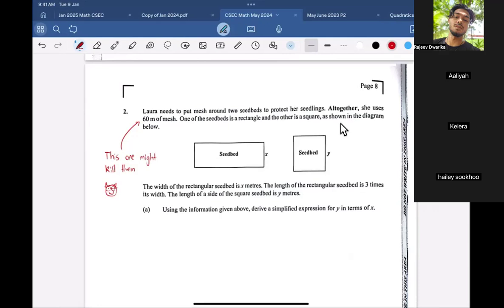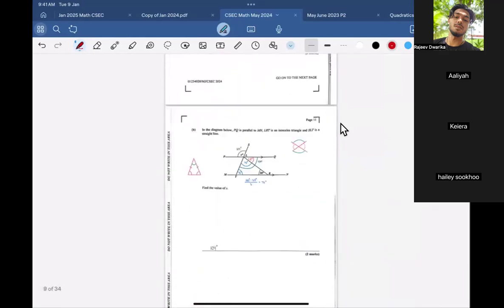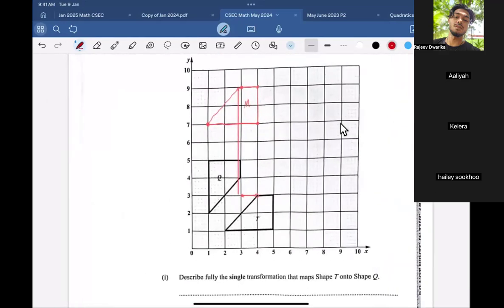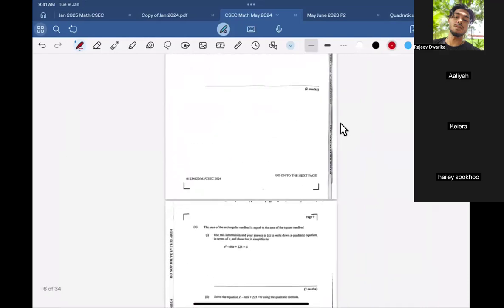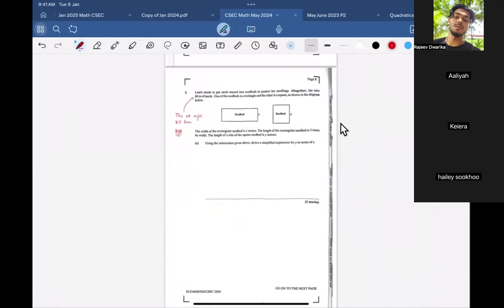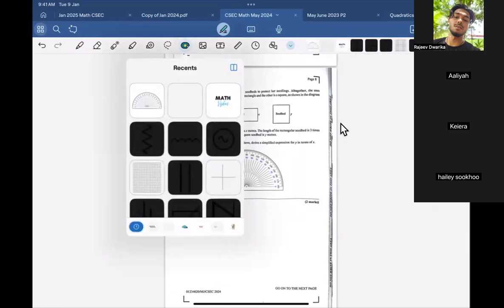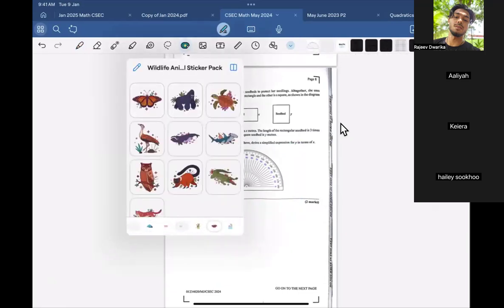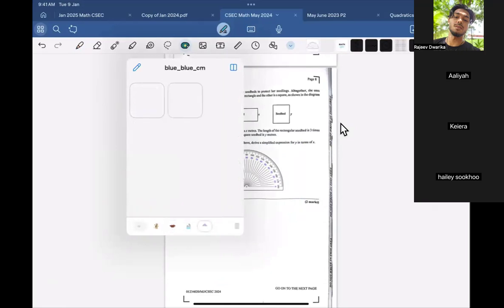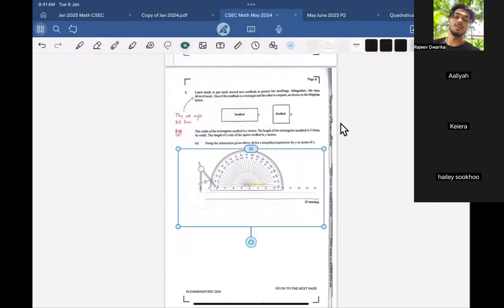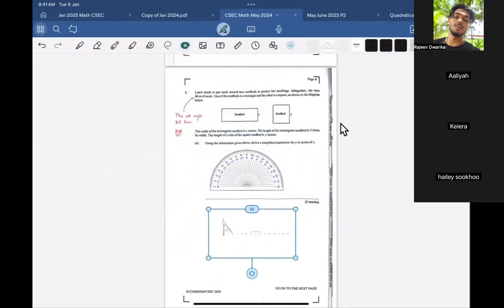Geometry. Like transformation questions. Yeah. Like constructions. That'll be hard for me to show over here. I could try. I have virtual tools. I'll show you what I mean. I have a virtual protractor. I also have a virtual compass. I could try something.